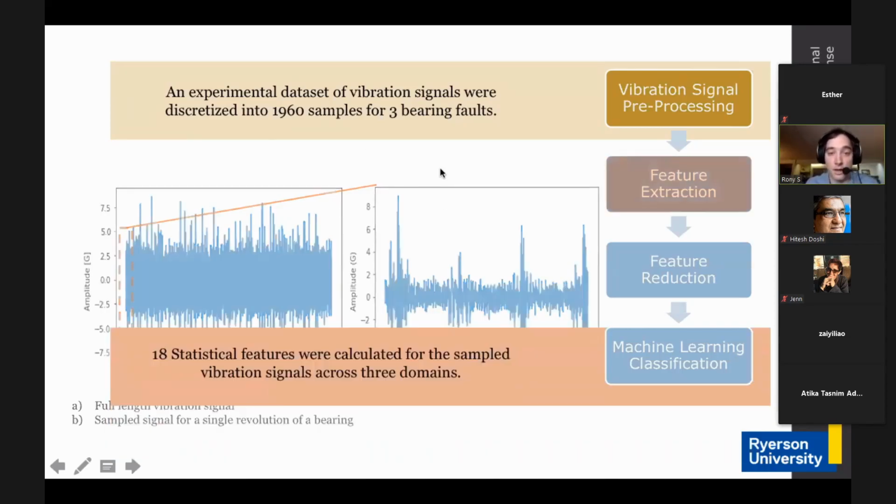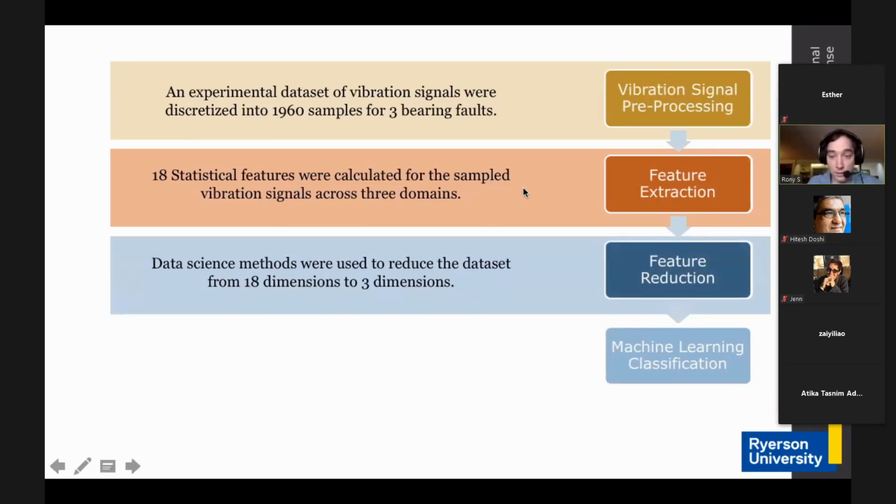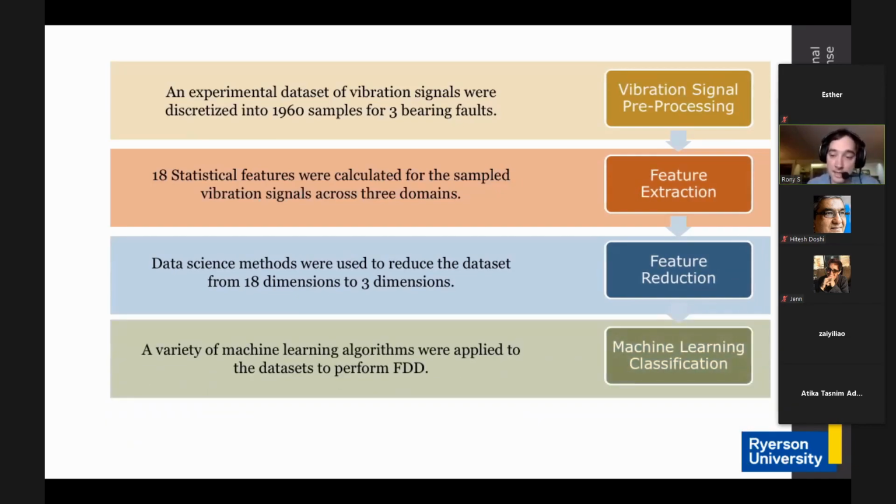With these samples, I was able to perform feature extraction, which takes the statistical properties of each sample and collects the important information regarding each of them. The next step was feature reduction. Data science methods were used to reduce those 18 dimensions, or those 18 statistical features, to a lower dimension that's manageable, such as 3 dimensions. Finally, we created a data set that could be applied to machine learning algorithms that perform the fault detection and diagnosis. That is an overview of the methodologies that we used for this research.